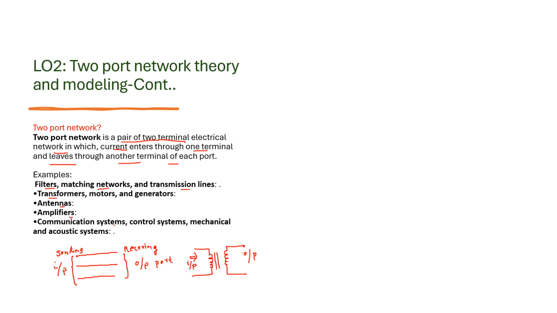Amplifiers: normally we have a transistor which can be configured as an amplifier. For example, suppose I take a common emitter configuration. Now we can see here that the base and emitter act as an input port, whereas the collector and emitter act as an output port. So it has two pairs of terminals, so it can be regarded as a two-port network. Similarly, communication systems, control systems, mechanical systems, and acoustic systems. There are so many examples where you have two pairs of terminals.